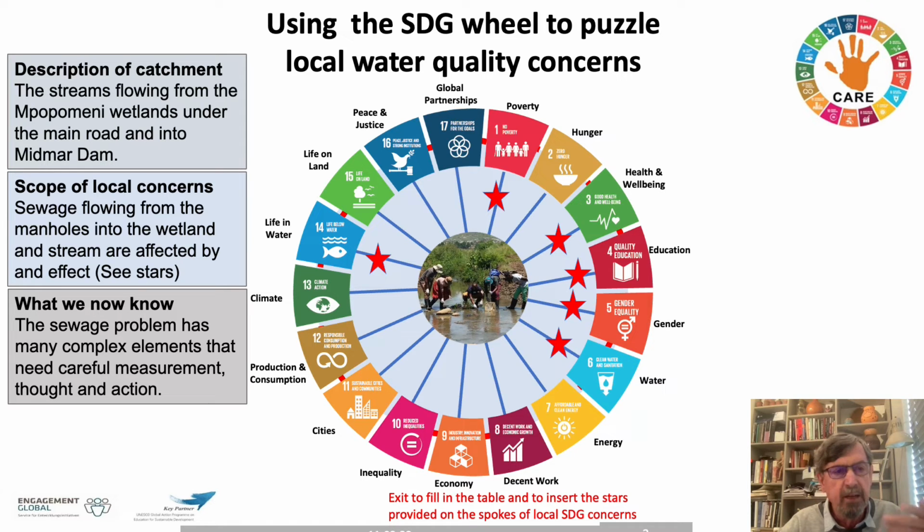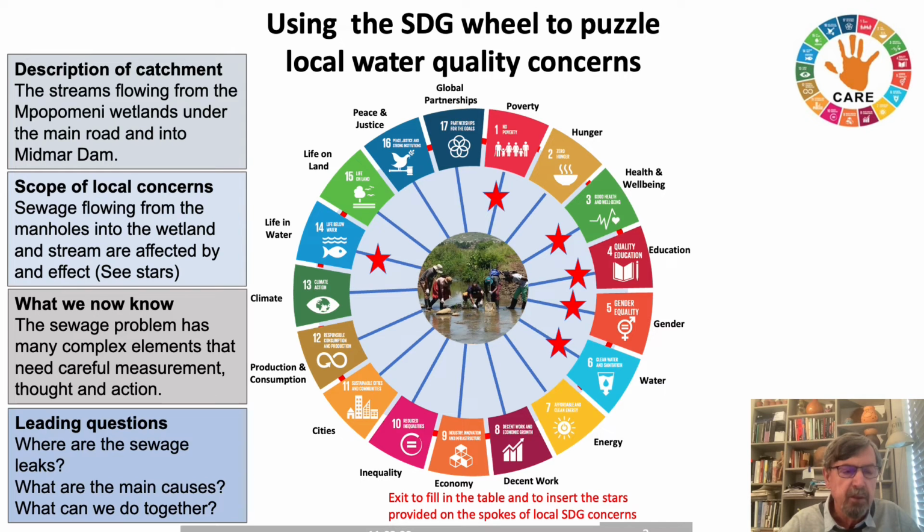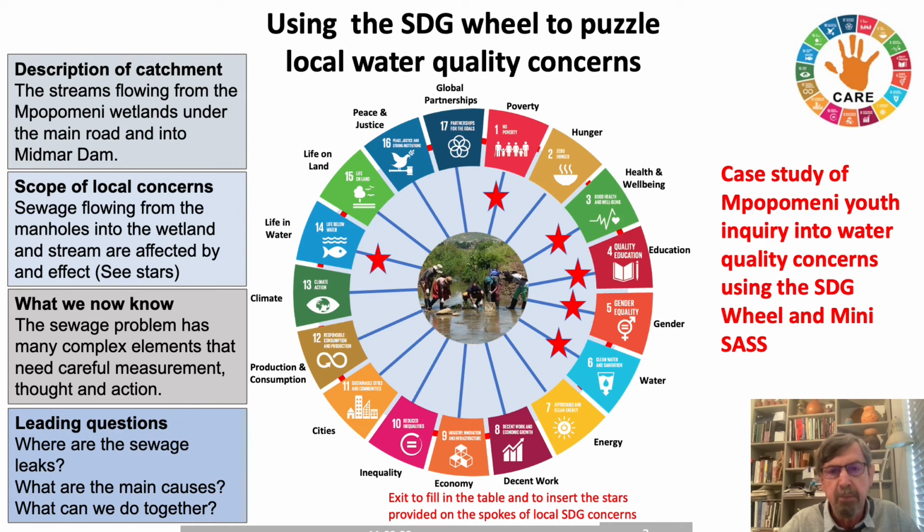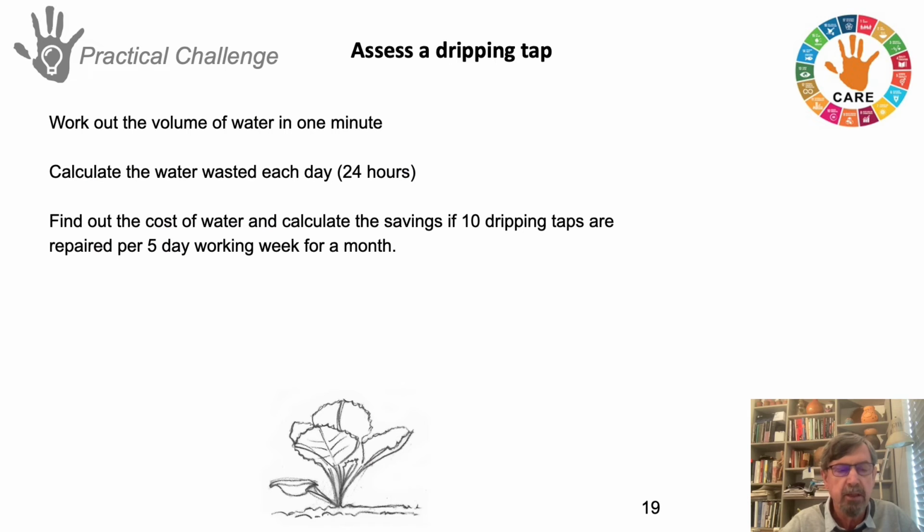And in this way, they were able to broaden the scope of their knowledge of systems thinking and look at the sewage leakage problem as a key element that they began to explore around leading questions that could be taken up in their investigation. So the youth inquiry into water quality concerns using the Sustainable Development Goals and the mini SAS was classroom activated, field work, and back into the classroom situation.